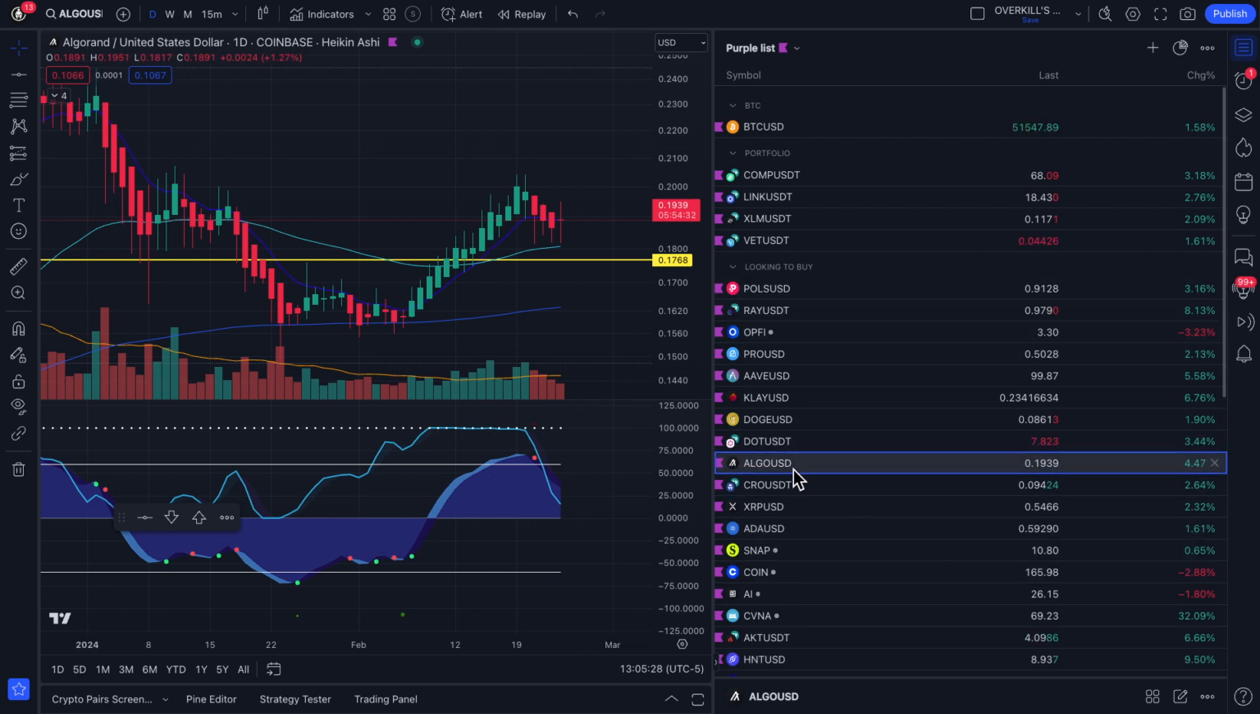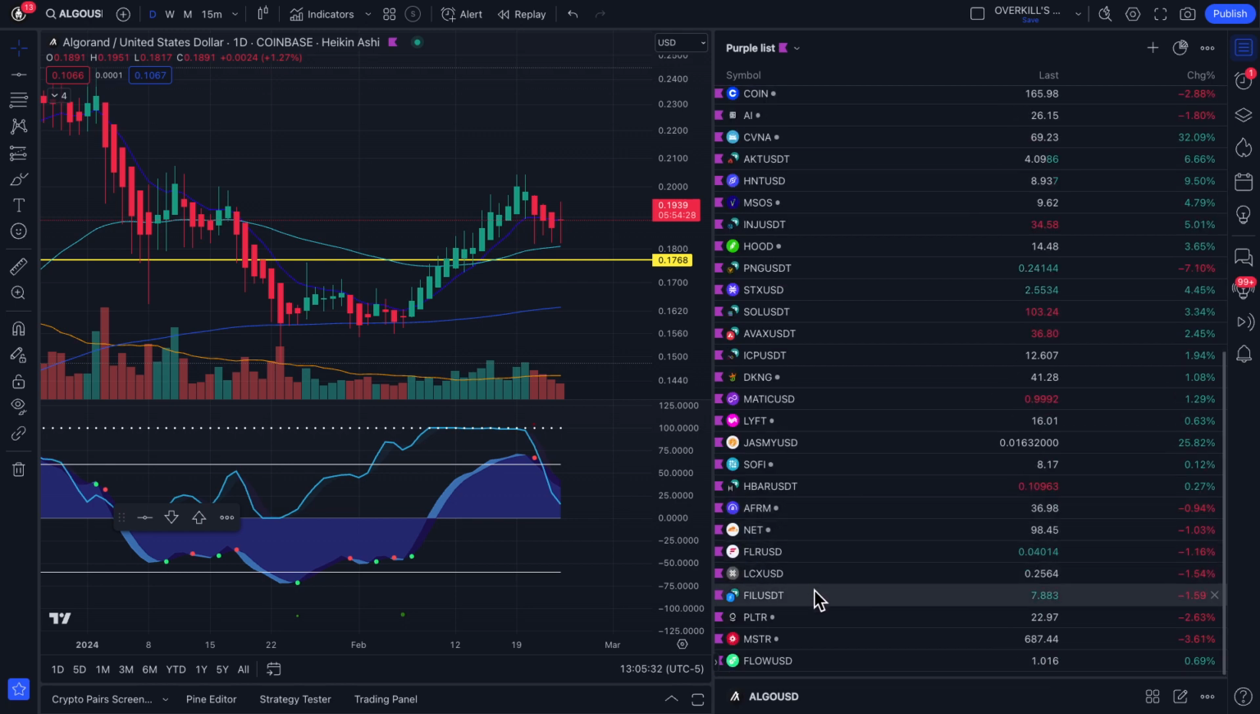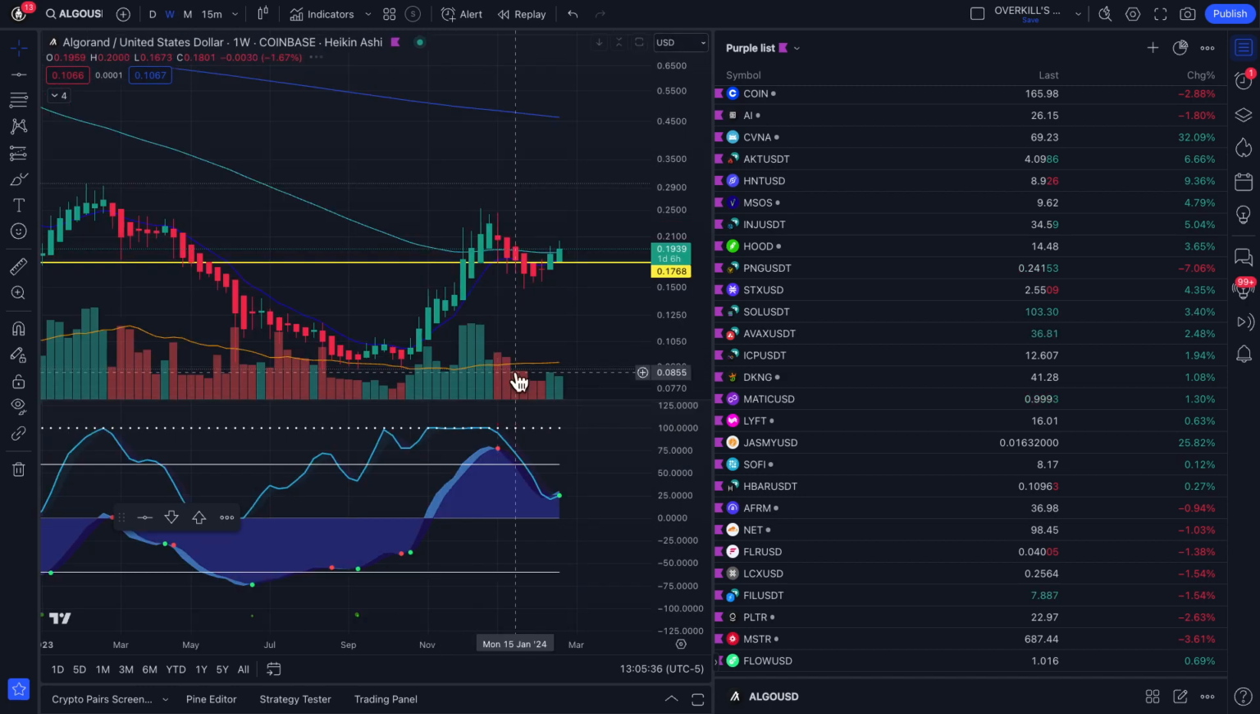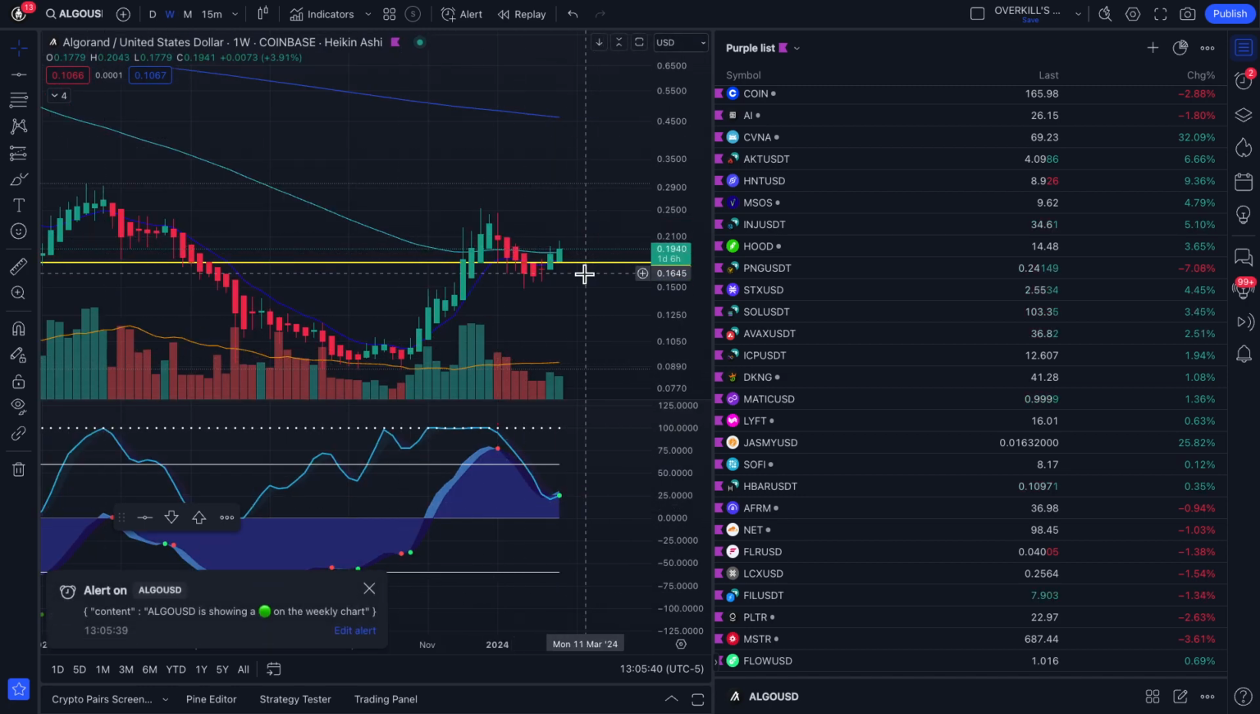So after this, I'll let you guys know what I end up buying this week, because I do have some capital from that PNG trade that I could put into something. Algorand looks like one of those names. That's definitely a potential here with the green dot. I'd be playing continuation there.